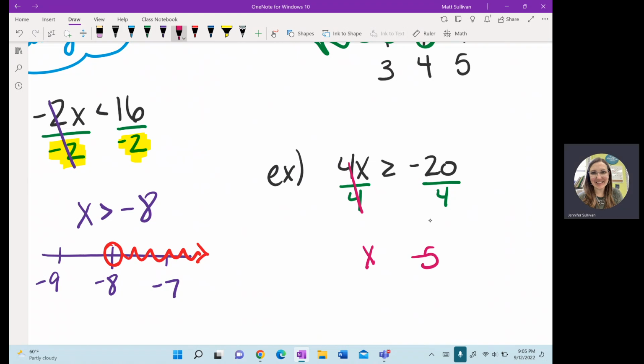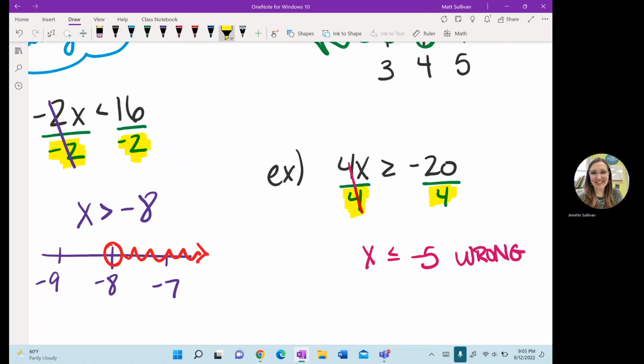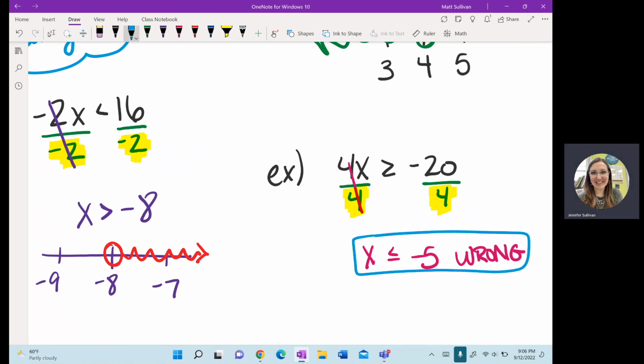But see, here's where some people will make some mistakes. They'll see a negative in the answer, and some people will think to flip the sign. But that's wrong. We do not flip the sign here. And the reason is because when we did the division, we divided by +4 in order to get x by itself. Even though dividing by 4 resulted in a negative number, that does not mean that I have to switch my sign. Okay, so this is wrong.